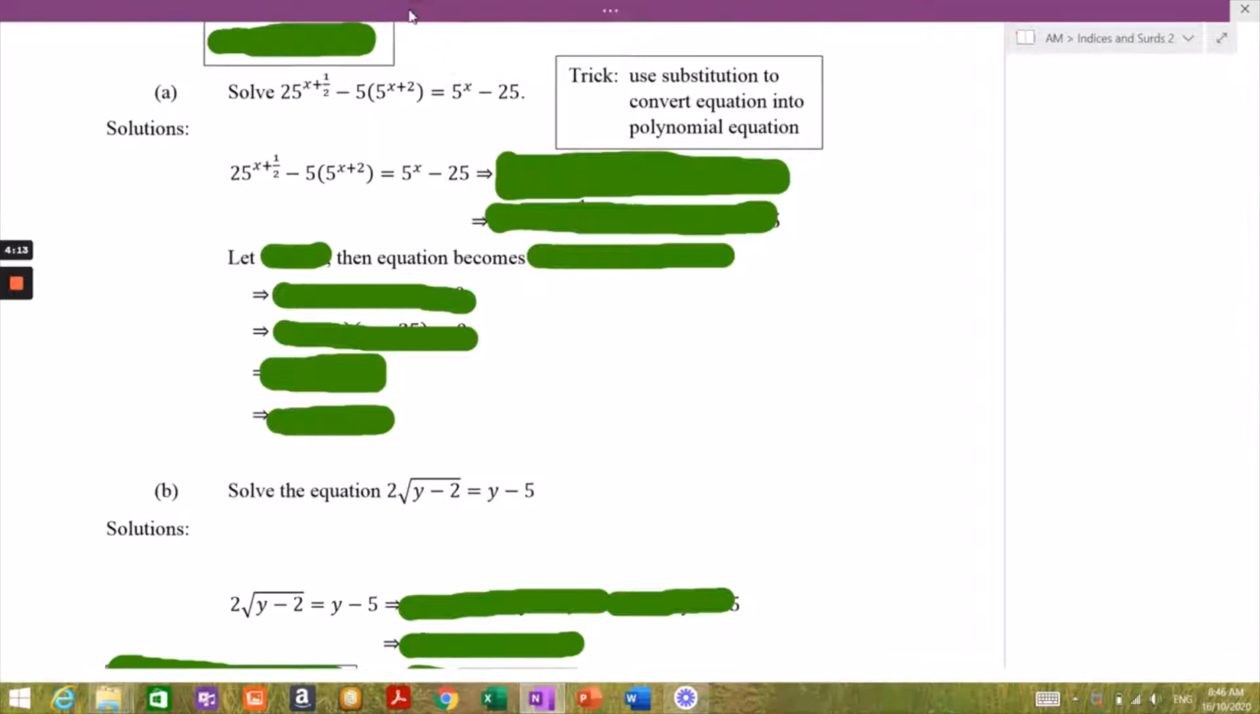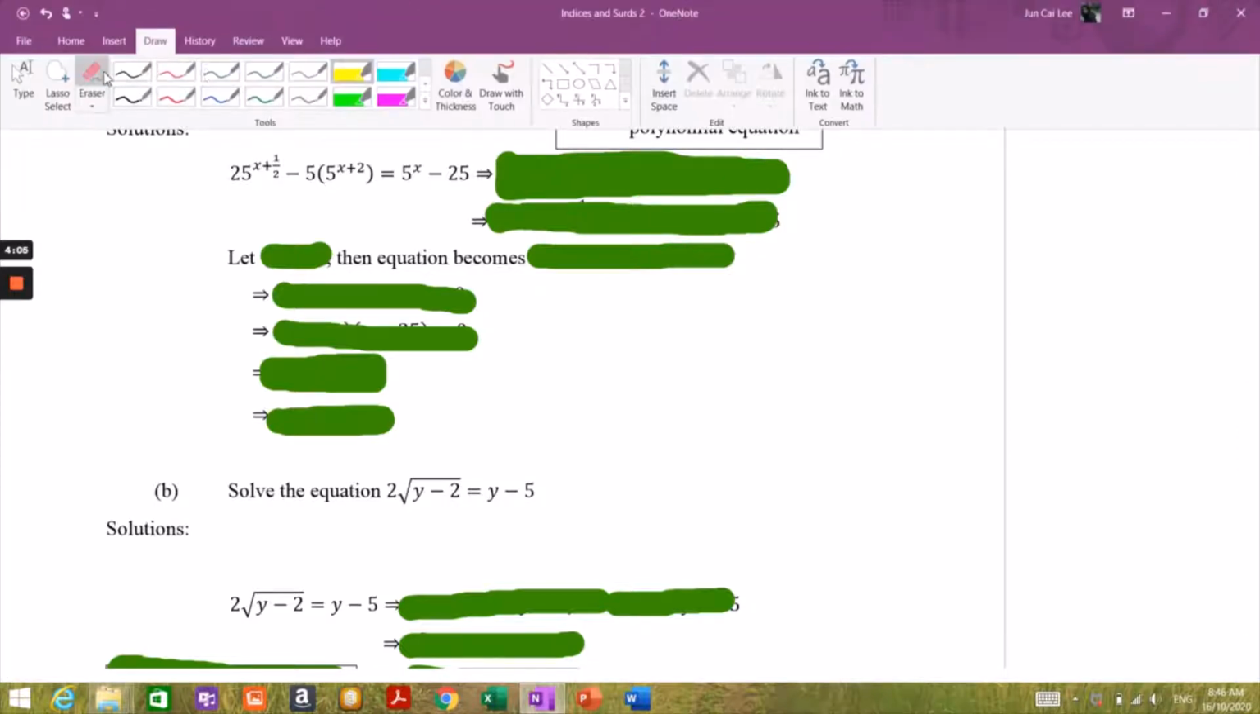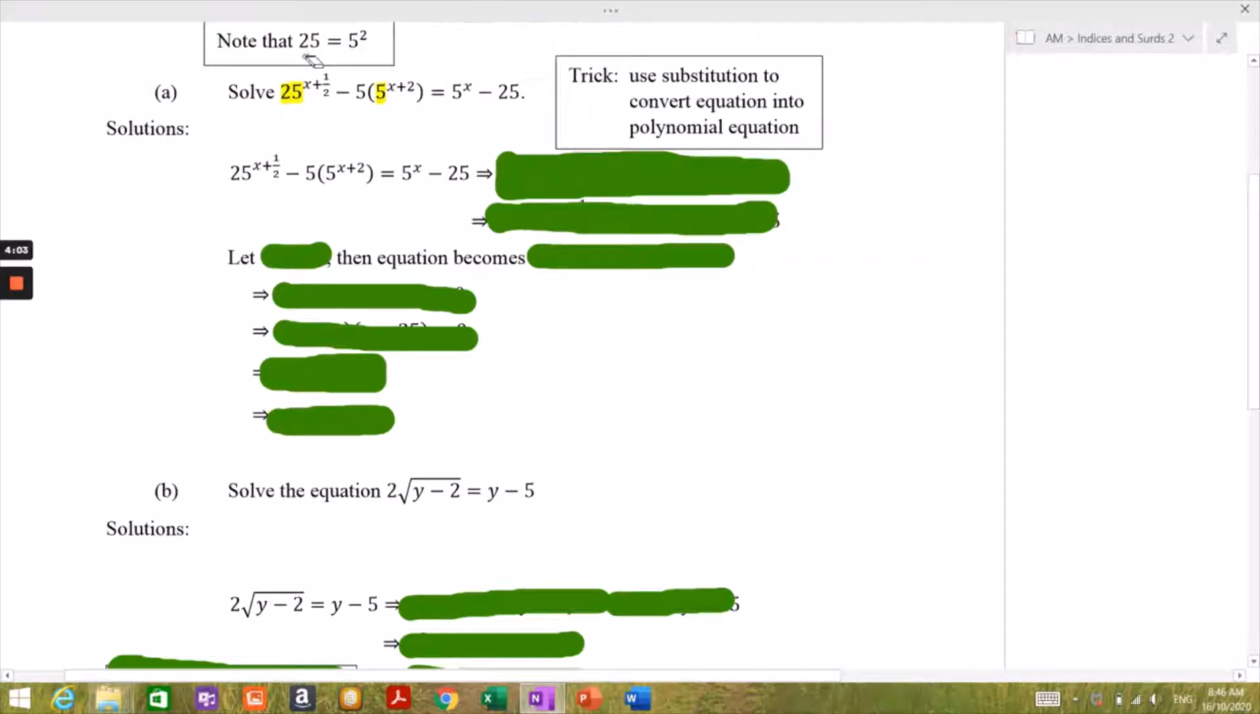At the same time, how do you recognize that this trick works? You find that in this case, 25 is actually a square. It's related to 5 as 5 squared. These are just some telltale signs for you to recognize. Because of that, we can first set up things this way. Rewrite the 25 as 5 squared.